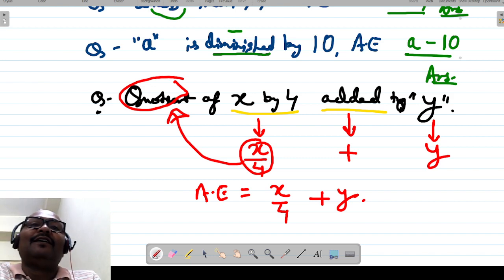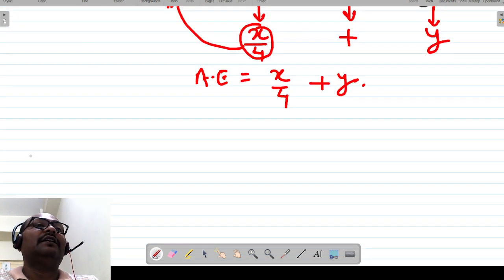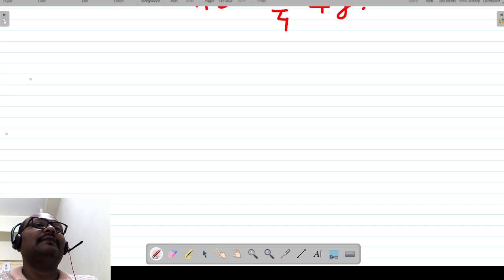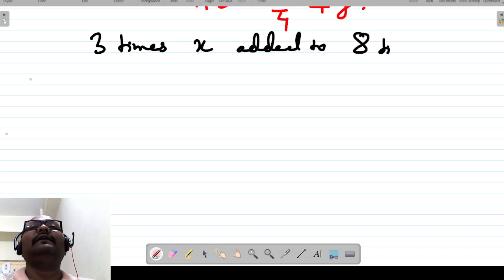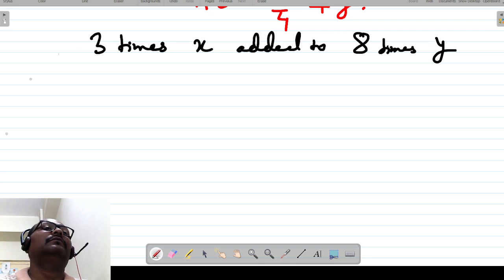It's a very interesting chapter, students. So let us take some more examples to have better clarity on this. The question is: 3 times x added to 8 times y. So what is the algebraic expression?